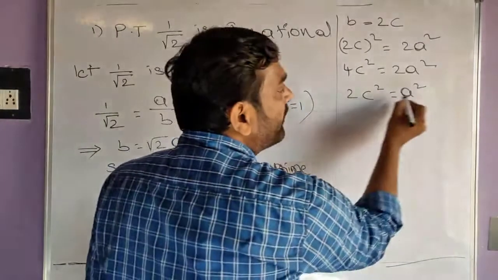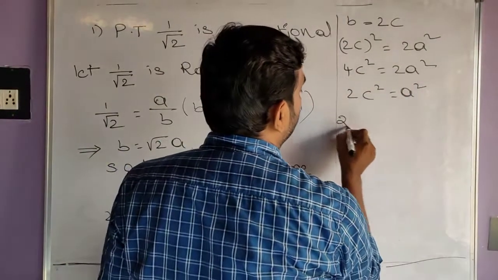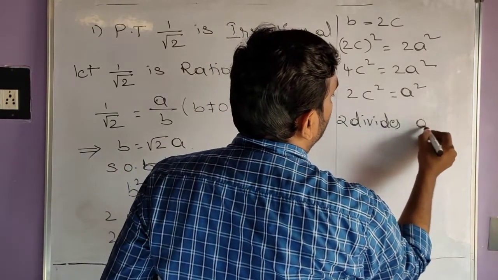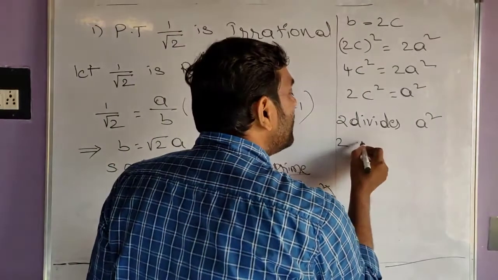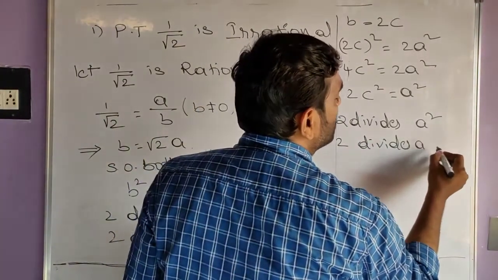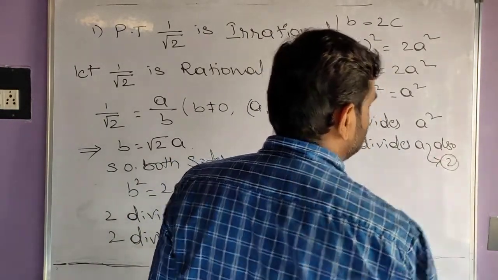Here 2 divides a square. If 2 divides a square, 2 divides a also. Say equation number 2.